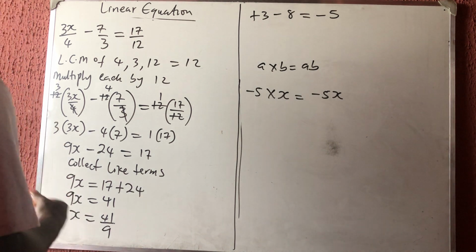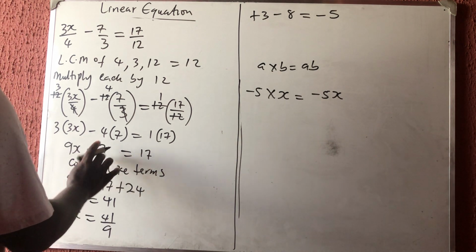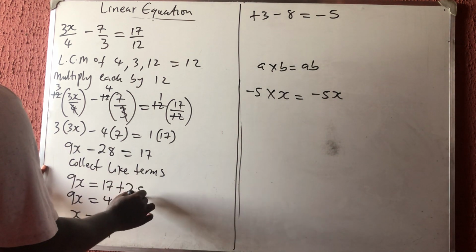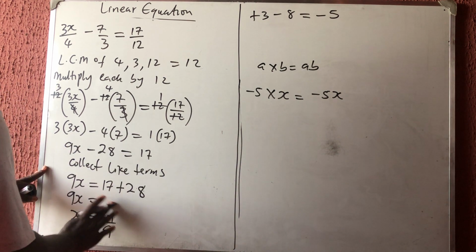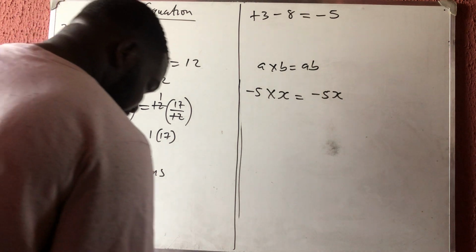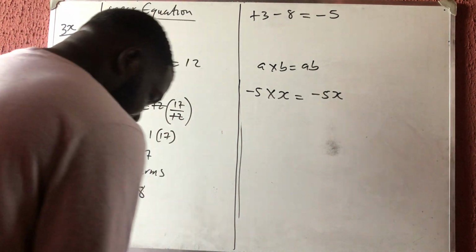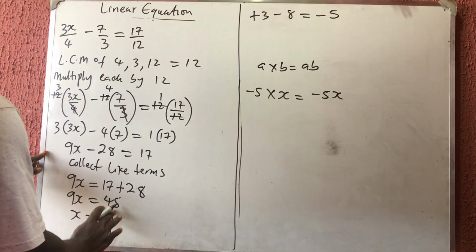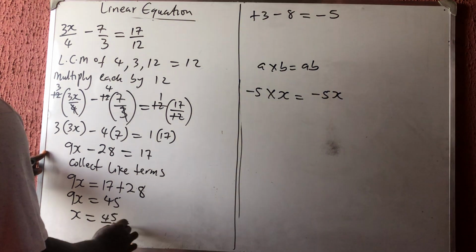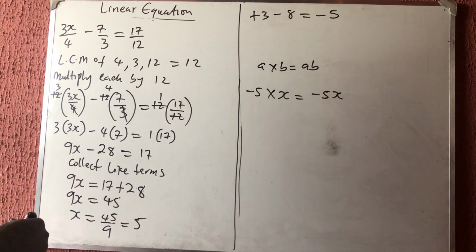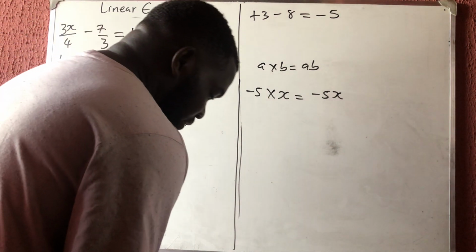Okay, sorry. 4 times 7 is 28. 4 times 7 is 28. So this is going to be 28, which will make it 45, right? Yes, 45. So 45 divided by 9 will give you 5, right? So the answer to this is 5. So we'll go to the next question.